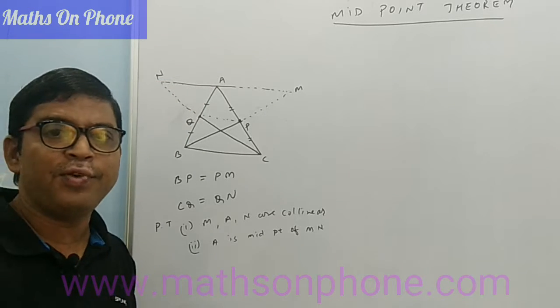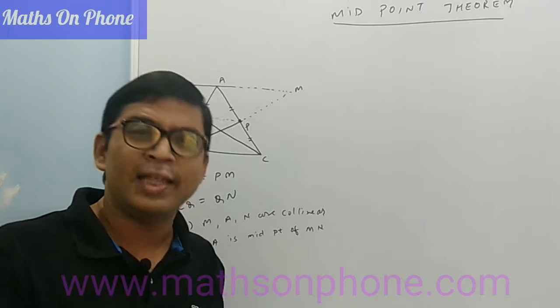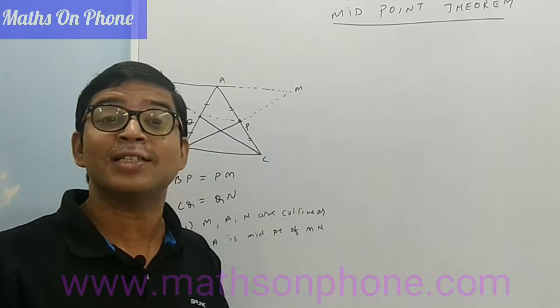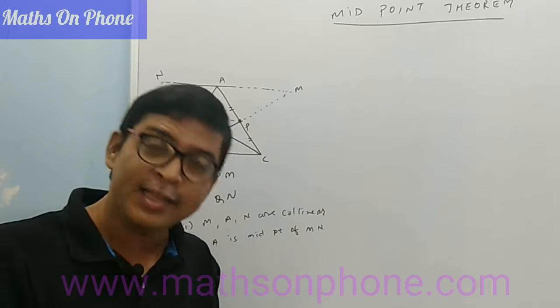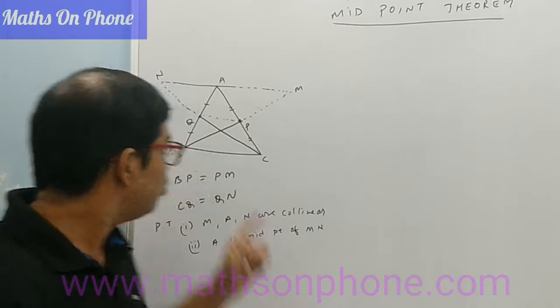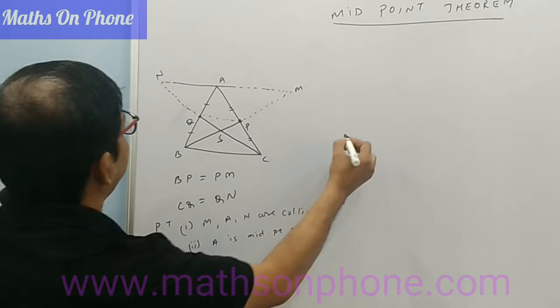Whatever is given in the figure, we have to interpret what they are giving free of cost. We did not have to take them. That is already there, hidden in the question only. So we got these things.